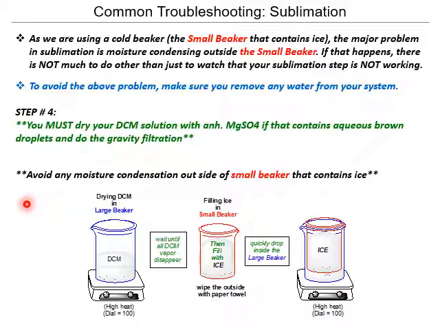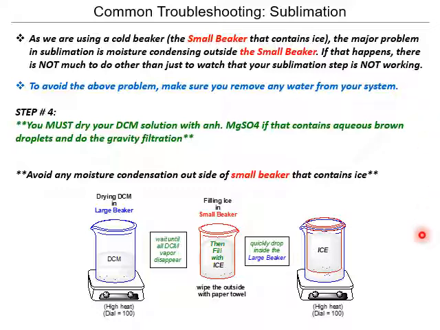However, there is a problem, especially if you did not do the extraction correctly and you did not dry the solution. Because we're using a cold beaker, the small beaker that contains ice, the major problem in sublimation is moisture condensing outside the small beaker. If that happens, there's not much to do other than just watch that your sublimation step is not working. You will maybe try this several times and it won't work. To avoid the problem, make sure you remove any water from your system.